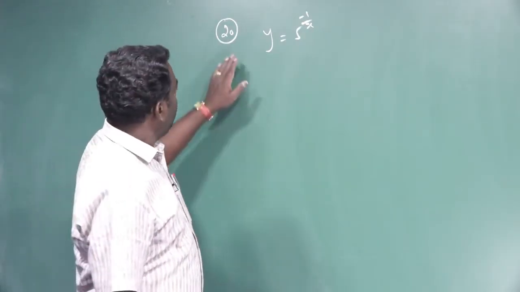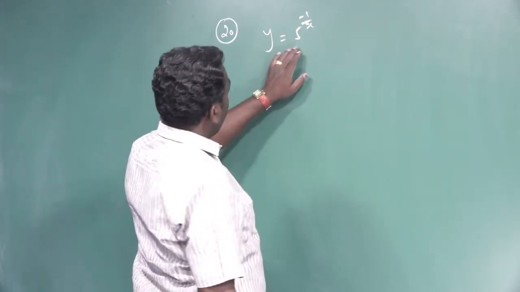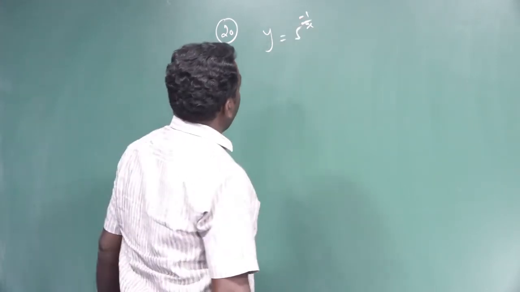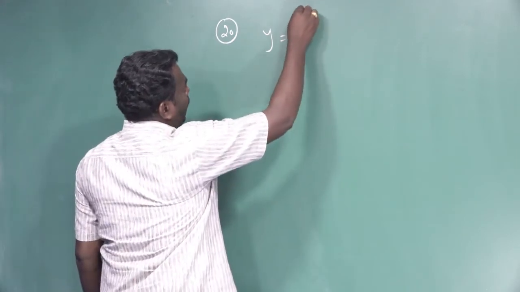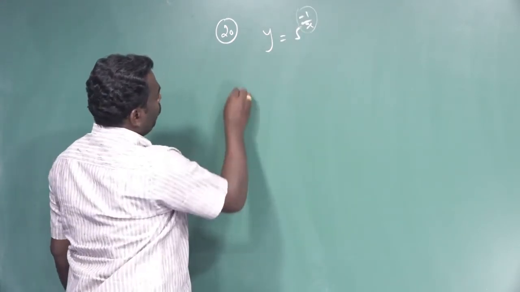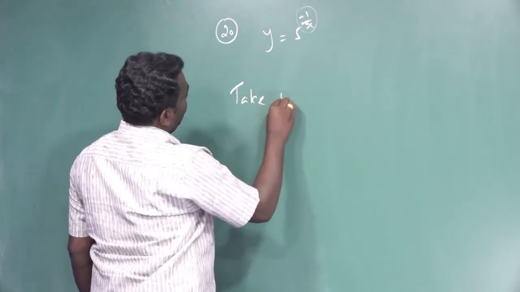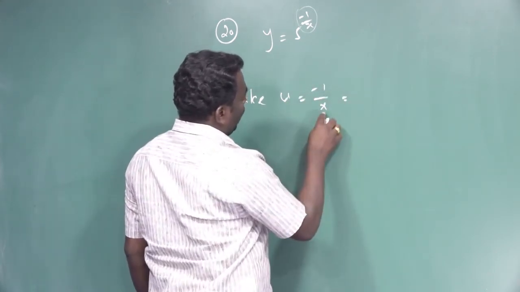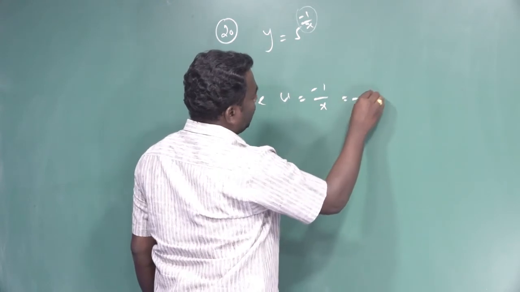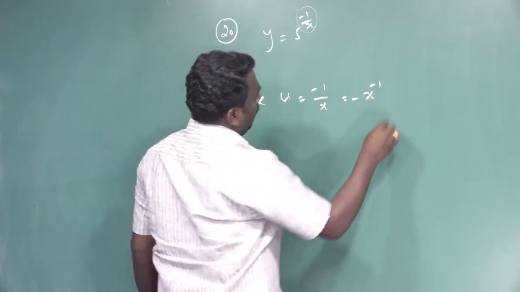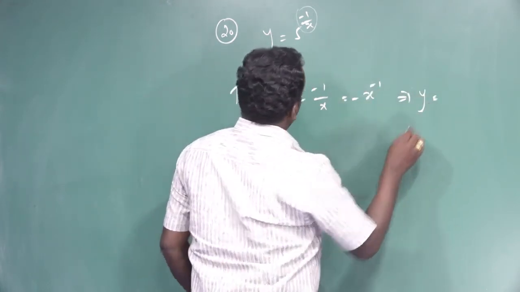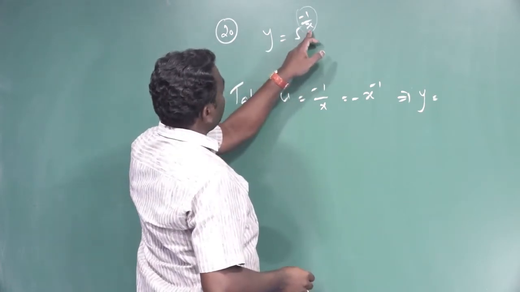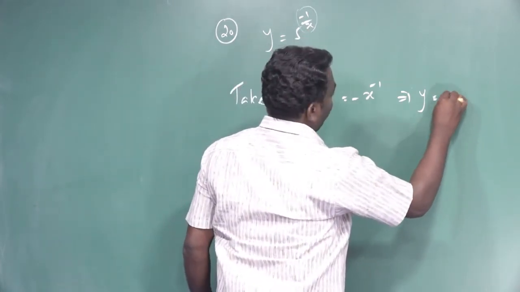Come to the next question, number 20. y equal to 5 power minus 1 by x. Now again take the power term equal to u. Take u equal to minus 1 by x, and that is equal to, write the denominator in numerator form, minus x power minus 1. And that implies, what is y? y equal to 5 power, this term is called u. Therefore it is 5 power u.